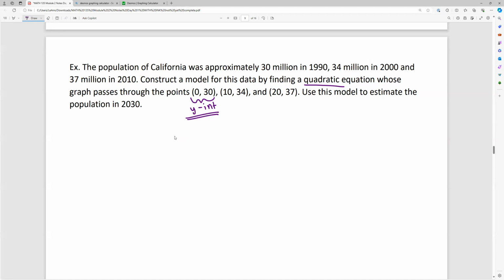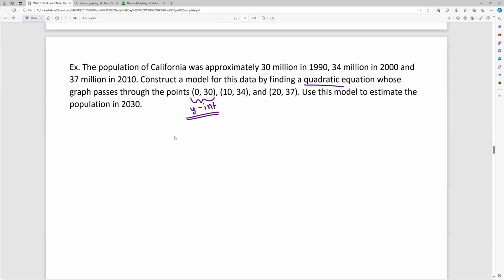So again, they told us it's quadratic. They told us the population was 30 million in 1990, 34 million in 2000, and 37 million in 2010. So they turned that into 3 essential ordered pairs. They started measuring time at 1990, so they're calling that time 0, and they said that was 30 million. So they're using millions for all these y coordinates. Then 10 years later, in 2000, they had 34 million people. And then 20 years from the original time, we had 37. So we're going forward in time. Use this to estimate the population in 2030.